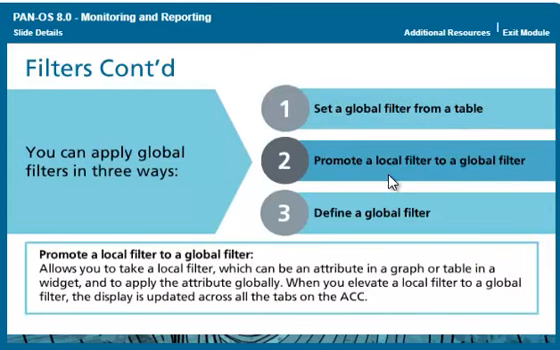Promote a local filter to a global filter. This allows you to take a local filter, which can be an attribute in a graph or table in a widget, and to apply the attribute globally. When you elevate a local filter to a global filter, the display is updated across all the tabs on the ACC.